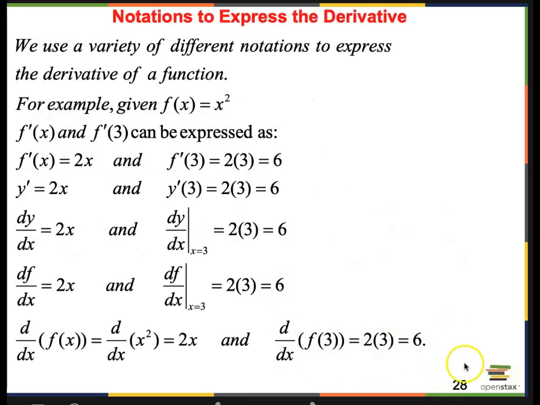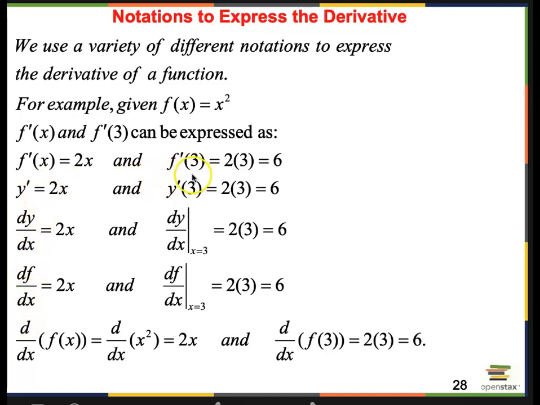Let's look at some notations. Notations to express the derivative. So it's kind of neat. We have notations and notions. We use a variety of different notations to express the derivative. So you may see a variety of these depending on where you're studying or what textbook you're using. So f prime is always a very popular, f prime of x, g prime of x, using the prime. Could be y prime, dy dx, change in y, we're changing x, df dx, d dx. So these are all different notations.